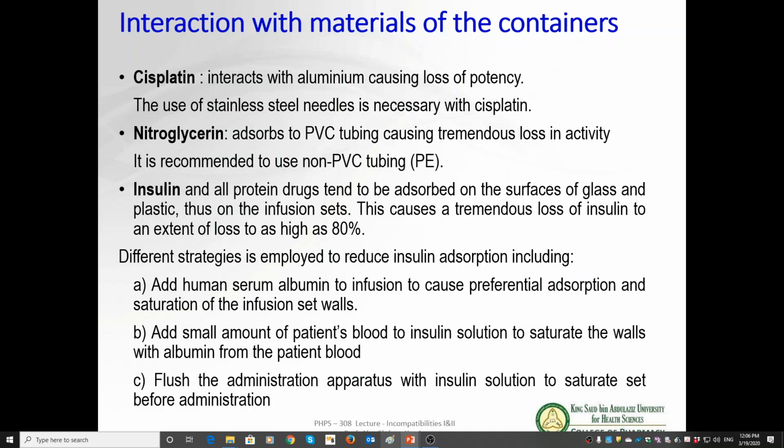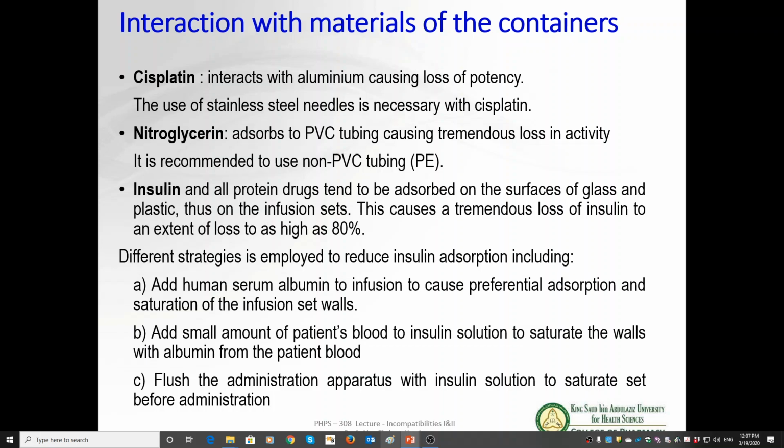Another option is to first infuse the apparatus with insulin for a certain period of time to saturate it with insulin, and then connect the hub to the patient directly. So you saturate the tubing with the insulin to avoid the loss due to absorption by the container. With this, we have finished all the issues related to this topic, and you can find them a little bit correlated, a little bit differentiated.